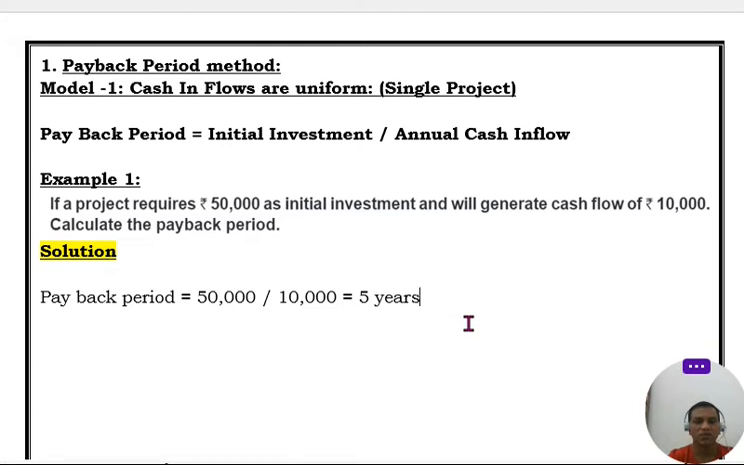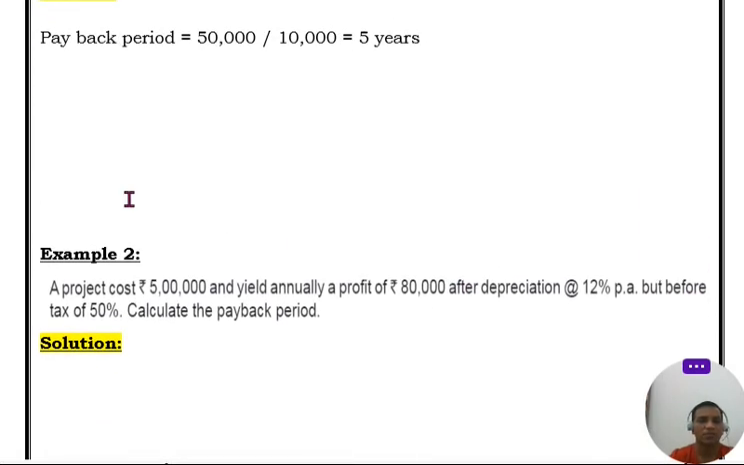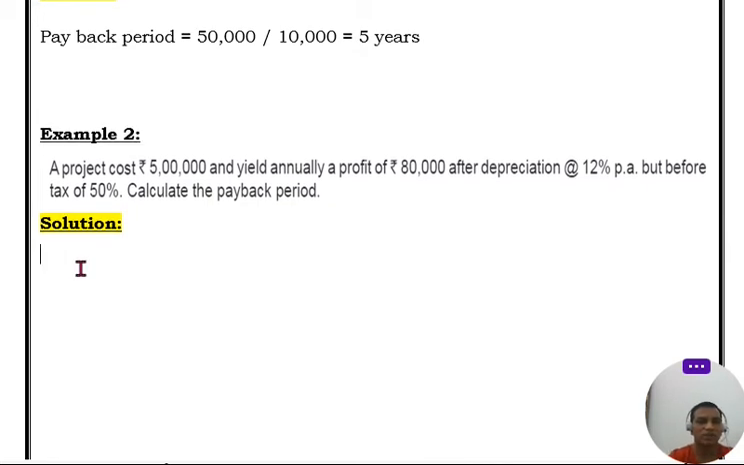Since the cash flows are uniform, every year the same 10,000, we use the simple formula. Initial investment 50,000 divided by annual cash flow 10,000 equals 5 years. This is one model. And here is example 2. A project costs 500,000 and yields annually a profit of 80,000 rupees after depreciation at the rate of 12% per annum, but before tax of 50%. Calculate the payback period.